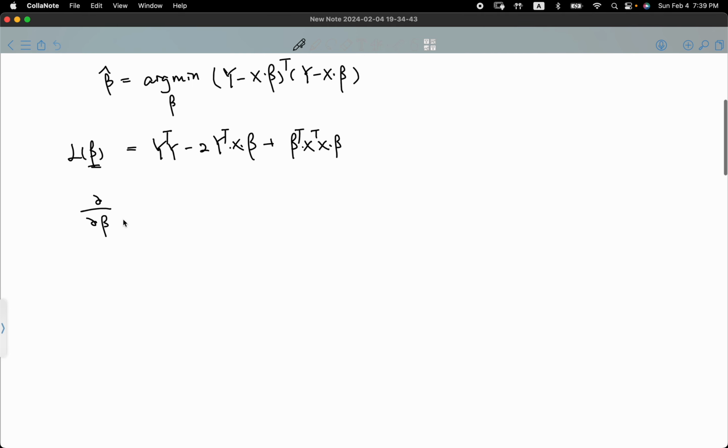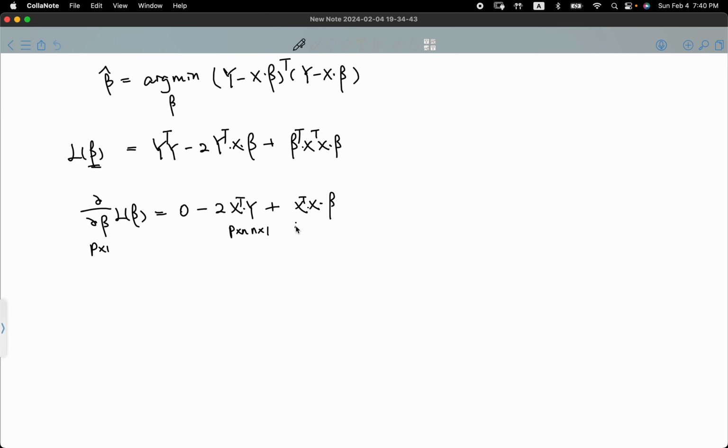Taking the derivative with respect to beta for this loss function, we have 0 for the term with nothing to do with beta, and then minus 2 copies of X transpose y. Here I'm changing the order just to make sure that we are matching the dimension. I want to make sure that the gradient here is also a p by 1 vector. So I have p by n times n by 1, so it has a p by 1 dimension. Also plus X transpose X multiplied by beta.